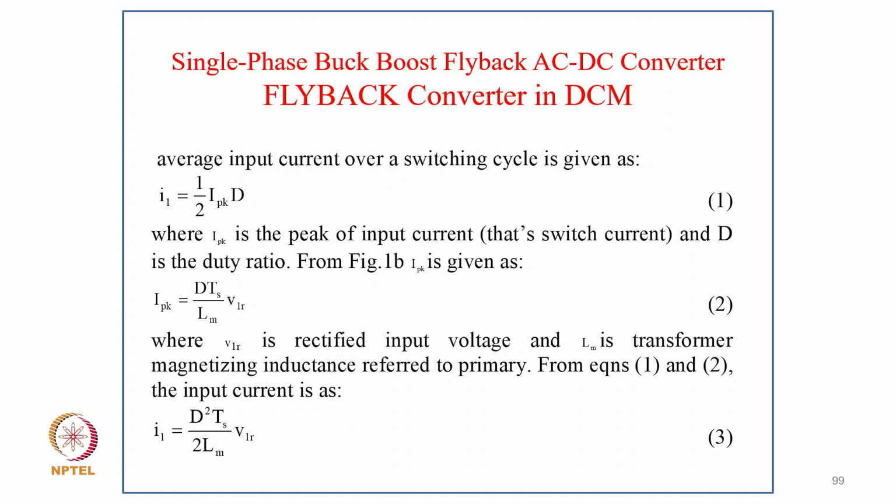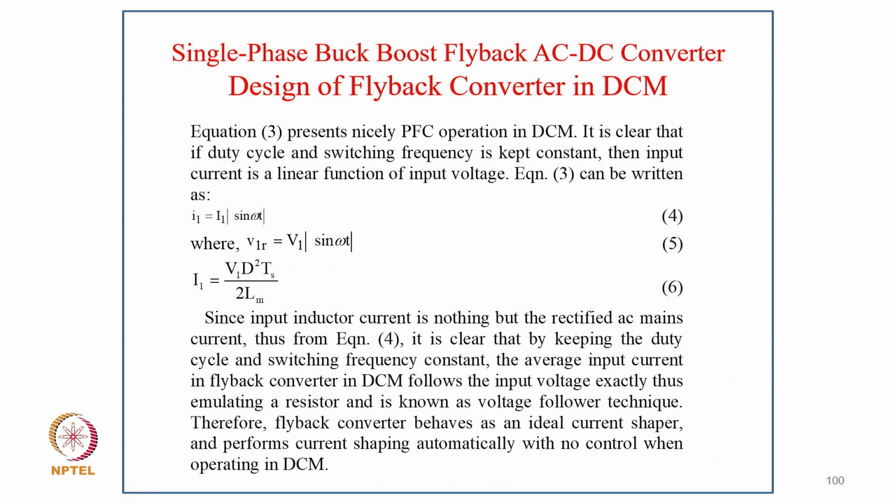So from these equations we get I1 equal to D square Ts upon 2 Lm into V1R. In this case you can find that for a given duty cycle and output voltage, the frequency is fixed, Ts is fixed, for the transformer Lm is fixed, and for a given operating condition D is fixed, and then the rectified voltage also defines the input current. So the equations represent nicely PFC operation in DCM, and it is clear that when the duty cycle and switching frequency are kept constant, the input current is a linear function of input voltage, which can be written as I1 equal to capital I1 sin omega t, where V1 sin omega t, so I1 becomes V1 D square Ts upon 2 Lm.